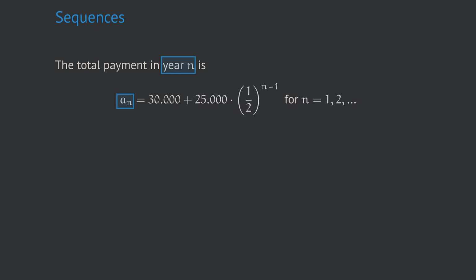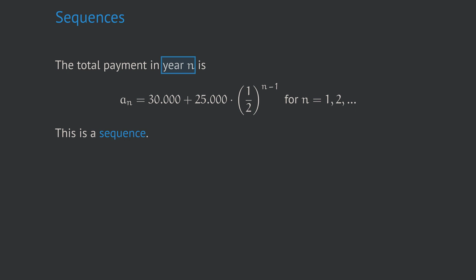You see that in the first year, that means for n equals 1, the exponent turns 0. Which is why the expression (1/2) to the power of n minus 1 takes on the value of 1. And we get the extra 25,000 euros. In year 2, for n equals 2, the exponent takes on the value 1. And the expression (1/2) to the power of n minus 1 takes on the value 1/2. Which is why the extra amount, which is added in year 2, is only 12,500. It's obvious now that the extra amount is always divided by 2 for each increased n.